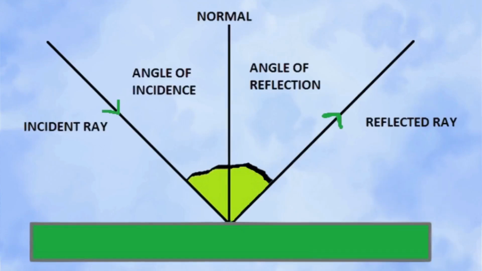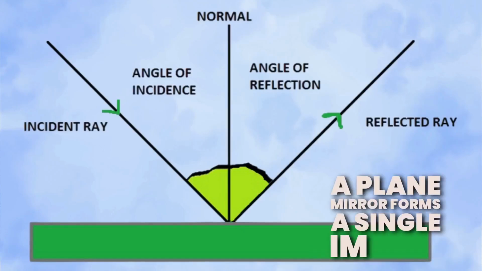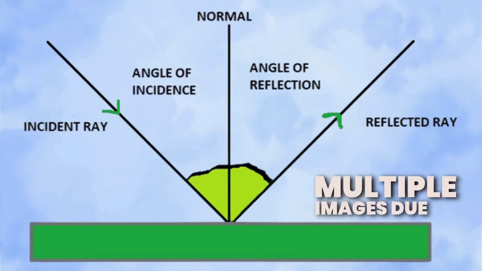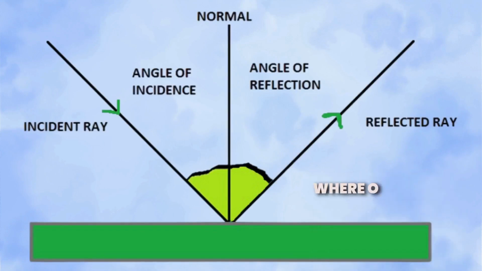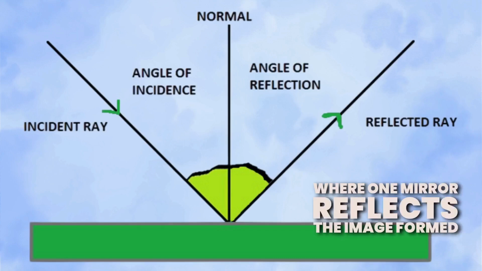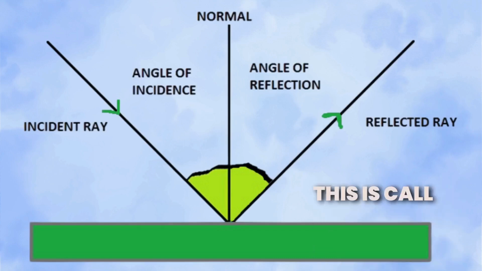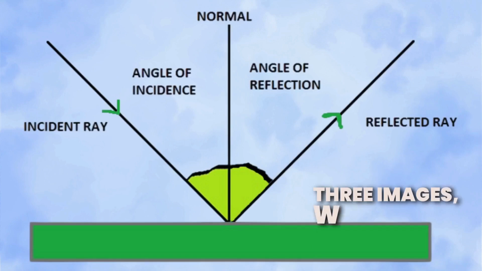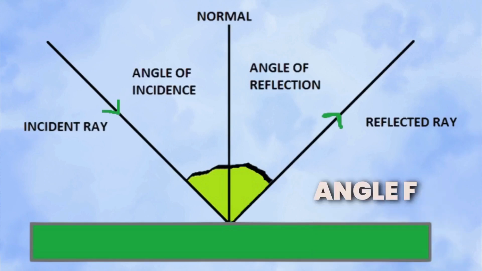Multiple images. A plane mirror forms a single image, but placing two mirrors at an angle creates multiple images due to repeated reflections, where one mirror reflects the image formed by the other. This is called multiple reflection. For example, two mirrors placed perpendicular form 3 images, while at a 60 degrees angle, 5 images are formed.